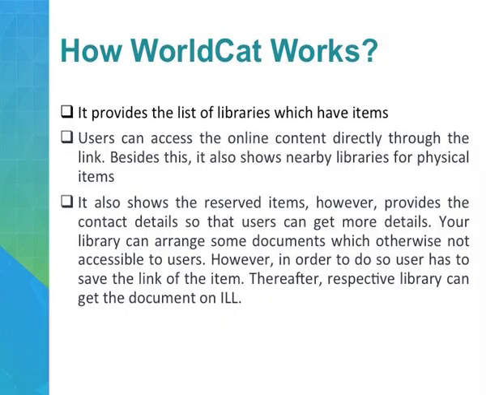So, now you need to understand how WorldCat works. It provides the list of libraries which have items. Users can access the online content directly through the links. Besides this, it also shows nearby libraries for physical items. It also shows the reserved items, and provides the contact details so that users can get more details.